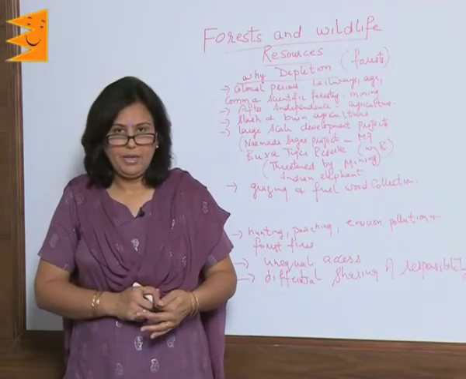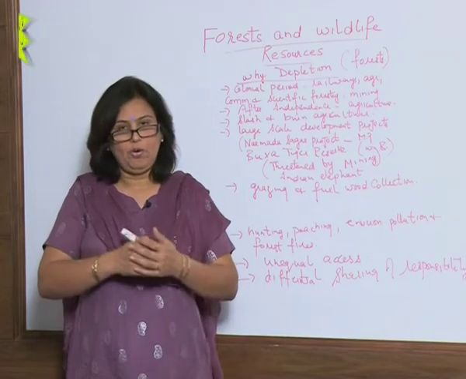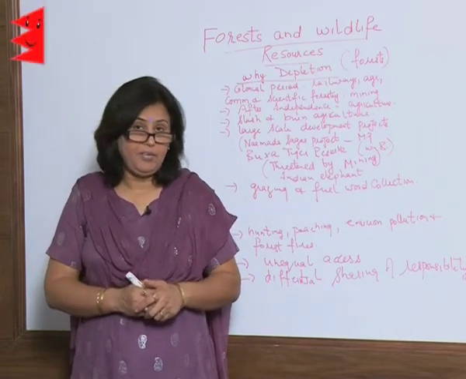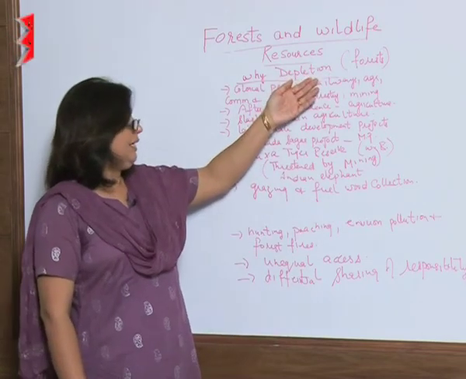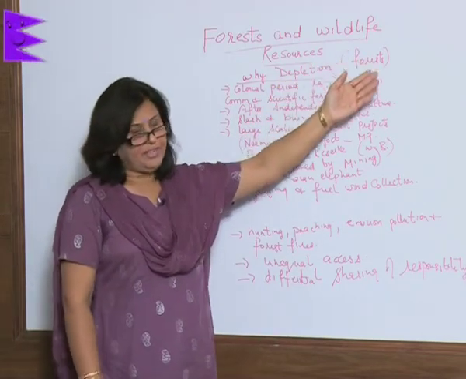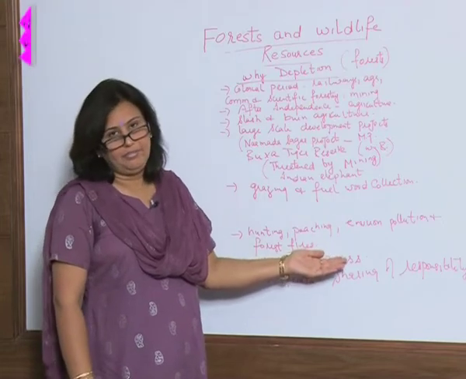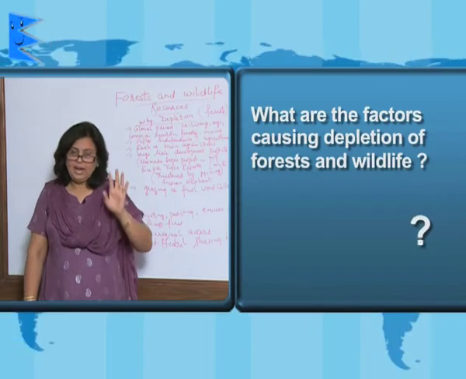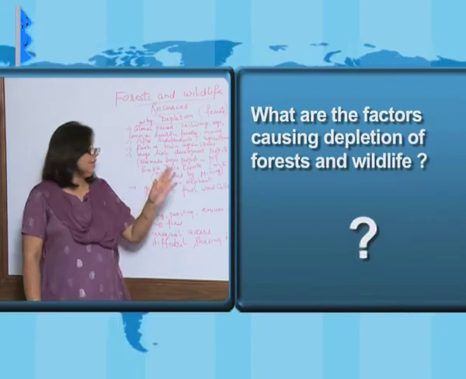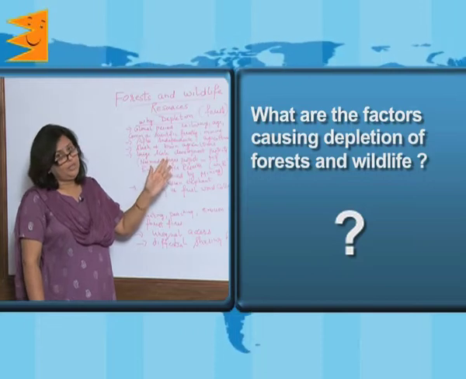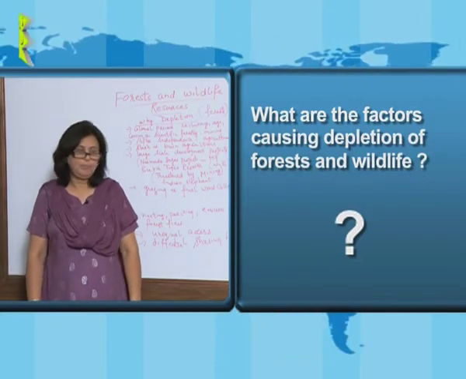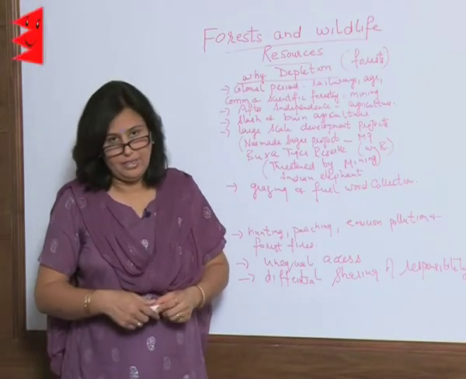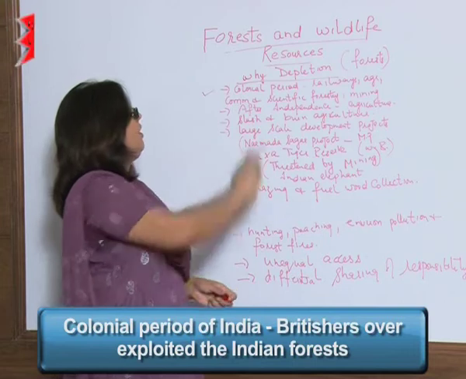When we talk about India being a land of diverse flora and fauna, what are the reasons which are actually leading to the depletion of forest as well as wildlife? Now, what are those factors which have affected and are affecting the depletion or causing depletion to the forest and wildlife? The first factor is, of course, our past history, the colonial period of India.